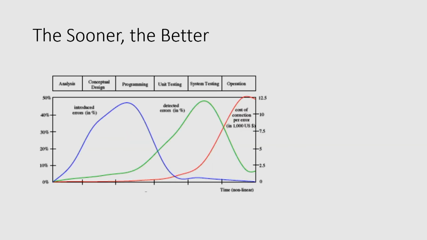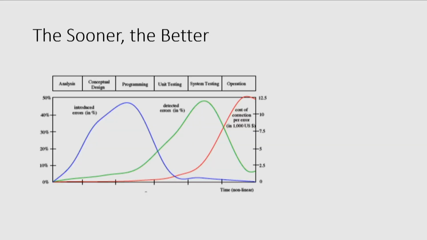You need to catch your bug as early as possible, right. If your implementation has a bug and you could not detect it, it will cost you more, right. So this is a very nice diagram I have taken from the internet. If you think about your system development process, you start with analysis, then conceptual design, then programming, unit testing, system testing, and then you get the operation, right.